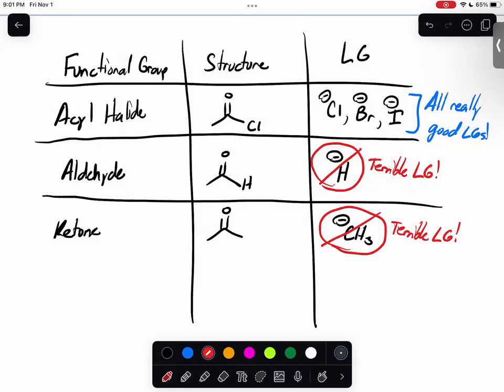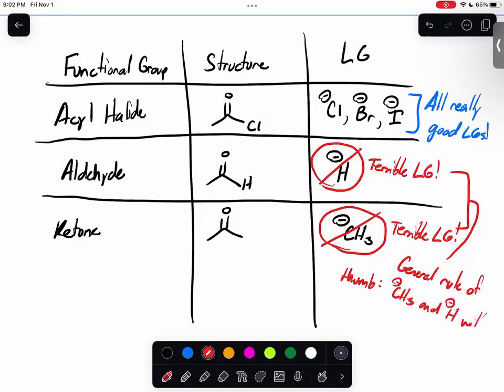General rule of thumb for things like this, and this is going to be very important for later on: you never really want to break carbon-carbon or carbon-hydrogen bonds if the hydrogen is a leaving group. Because remember, they can act as protons, right? So general rule of thumb, CH3 minus and H minus will never be leaving groups. The bond is just too strong.